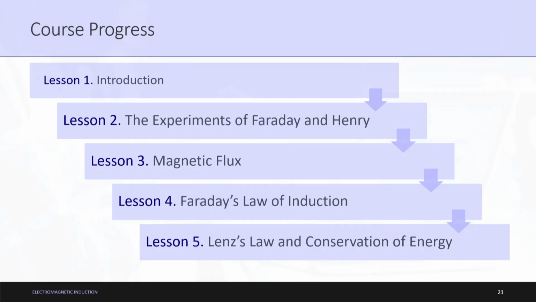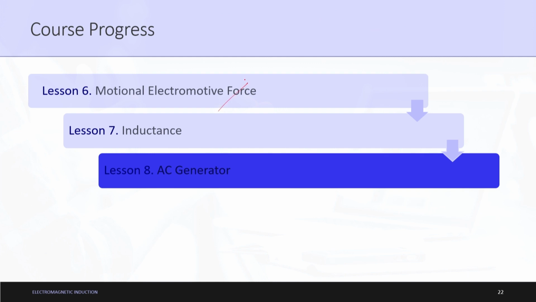The course progress, everything has progressed, just a little recap again. Lesson 1 introduction is done, experiments of Faraday and Henry was done, magnetic flux phi B is done, Faraday's law of induction is done, Lenz's law and conservation of energy is done, motional electromotive force is done, inductance is done, and hence now your AC generators is also done. So, the course is completed.